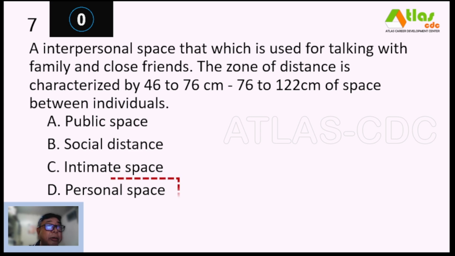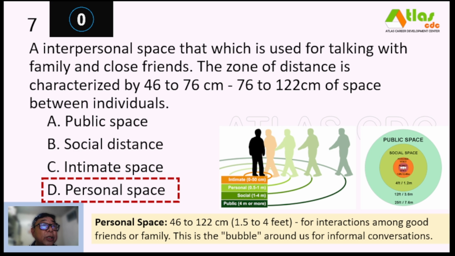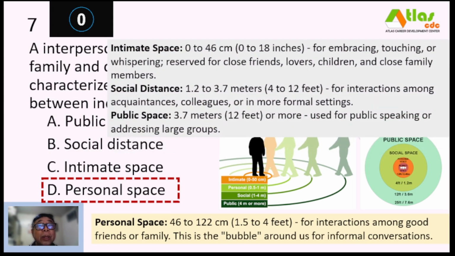And our correct answer is letter D, personal space. So personal space is 46 to 122 centimeters or 1.5 to 4 feet. These are for interactions among good friends or family. This is the bubble around us for informal conversations. Intimate space is 0 to 46 centimeters or 0 to 18 inches for embracing, touching, or whispering, and is reserved for close friends, lovers, children, and close family members.